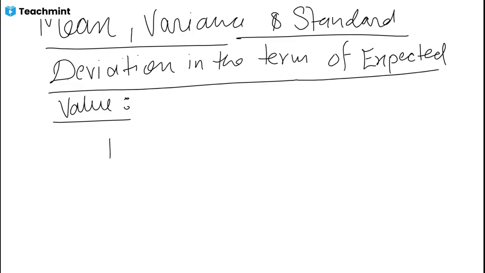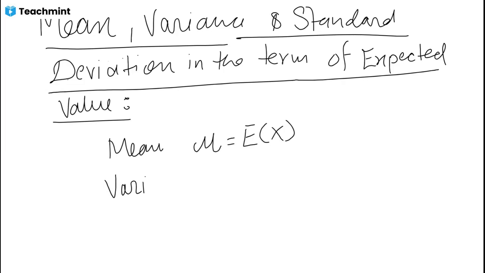Mean: we are taking the population mean, which is equal to the sum of the product of all values of x and p(x). So the population mean, mu, is equal to the expected value.